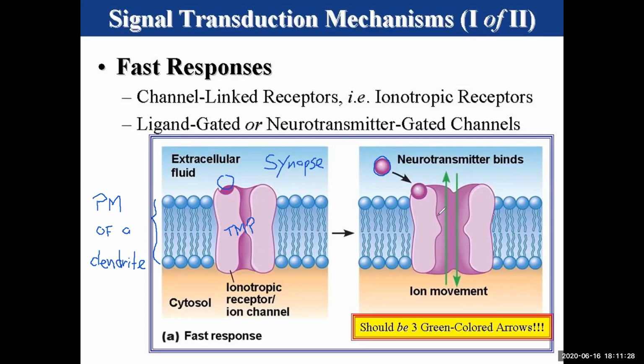So for this type of receptor, we can use the word gated. They are called ligand gated, or neurotransmitter gated, or chemical gated channels, specifically ion channels. And when we say the receptor has a channel, we call it a channel linked receptor. It will be called an ionotropic receptor.